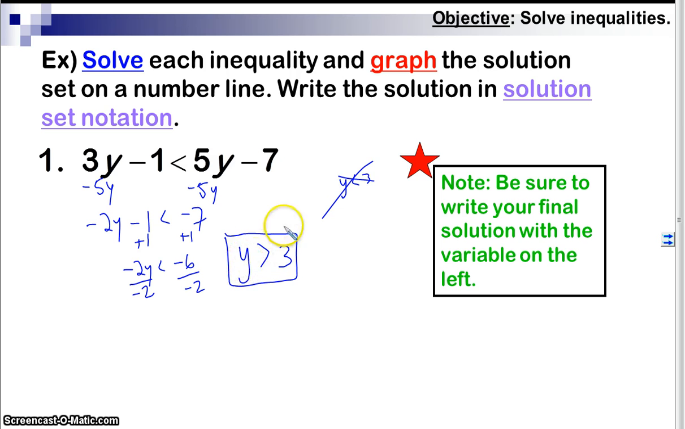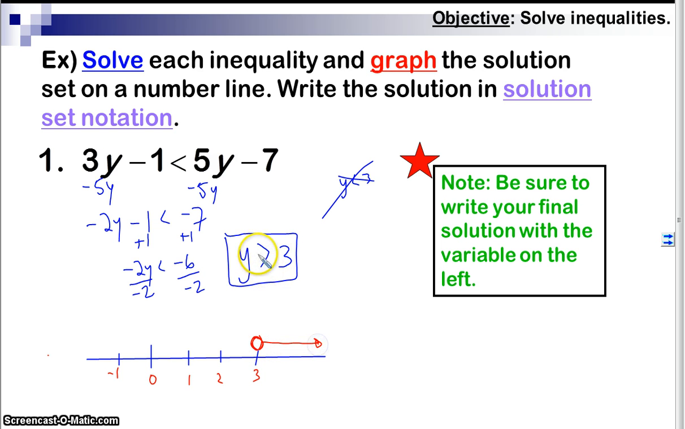So how do we write this? First, how do we graph it on a number line? Well, we're just going to draw our number line right here, and we're going to label it. What I like to do is go 0, 1, 2, 3, -1. Then we're going to take this as an open circle, and it's greater than 3.